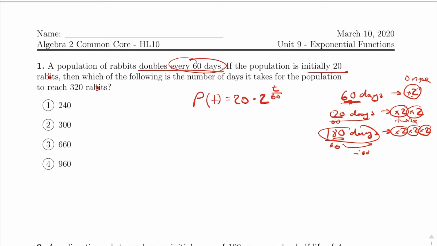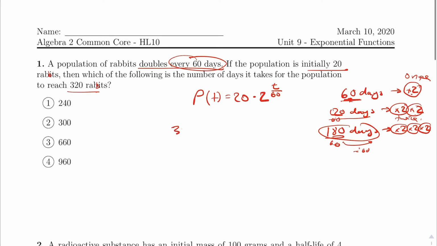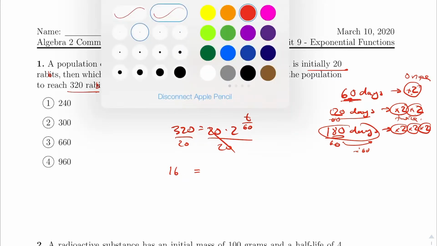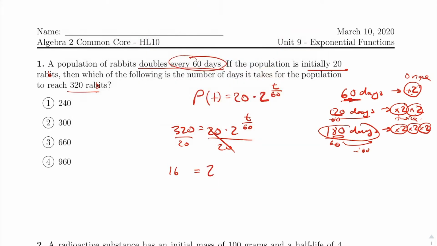Which of the following is the number of days it takes for the population to reach 320 rabbits? The population is 320, so we plug that in here: 320 equals 20 times 2 to the t over 60. We divide by 20 on both sides and we get 16 is equal to 2 to the t over 60.